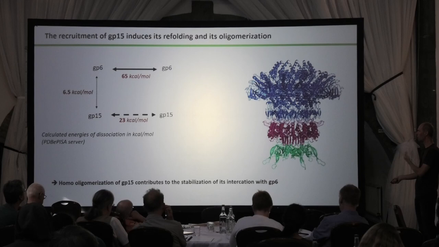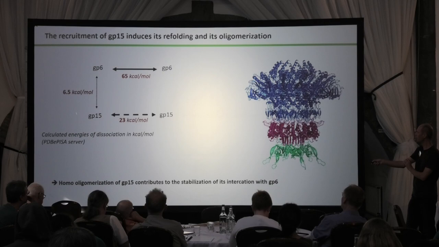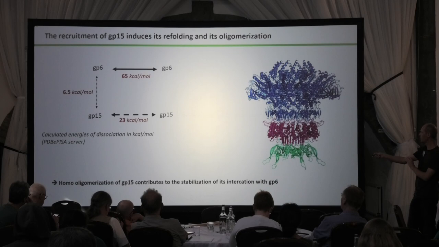It means that a single GP15 subunit is not able to bind efficiently to the portal ring. And it will be the interaction between GP15 subunits that will help stabilize, that will multiply the number of interactions between GP15 and GP6 subunits, and that will stabilize this interaction.